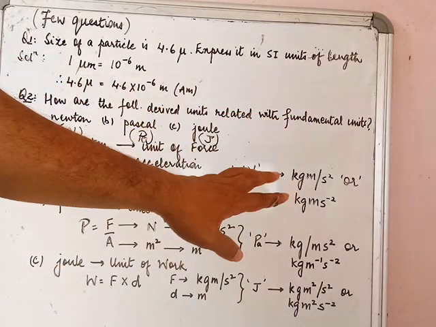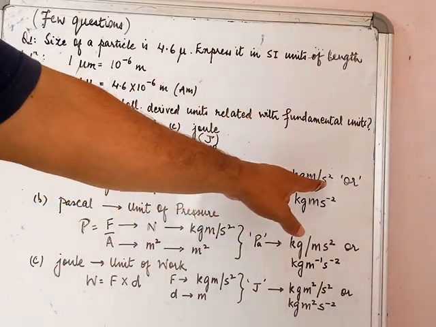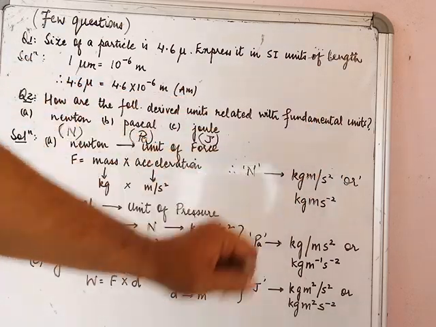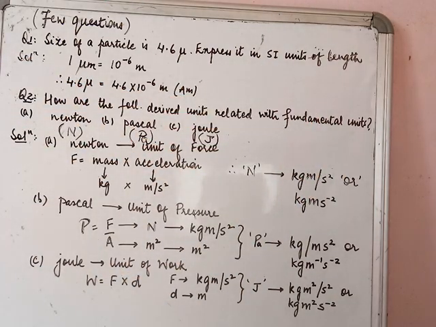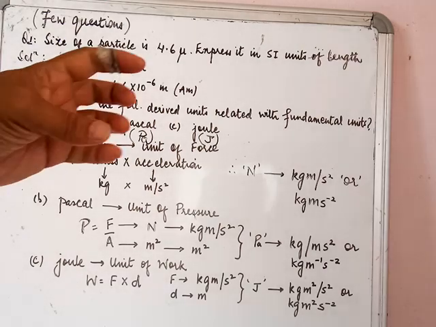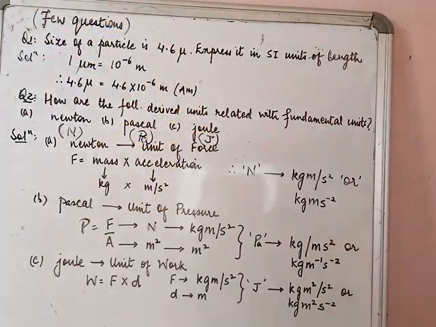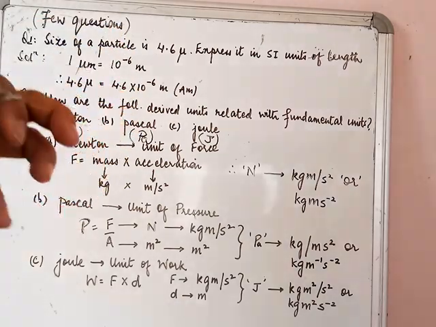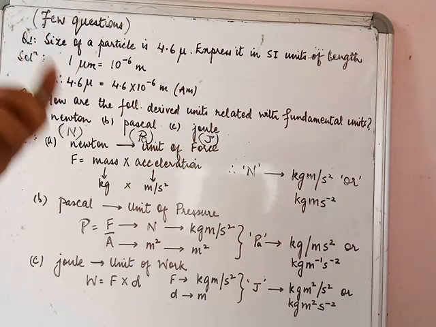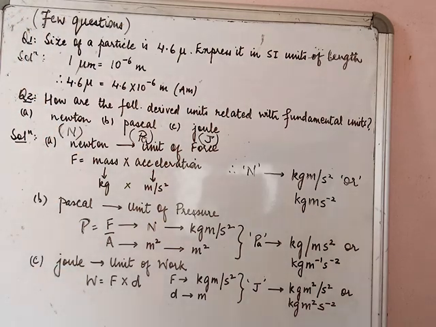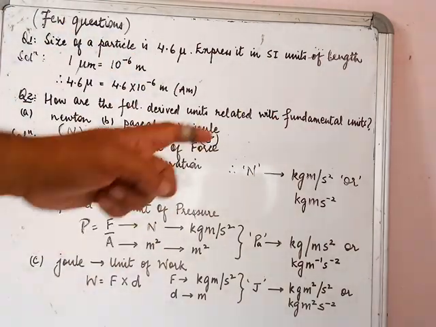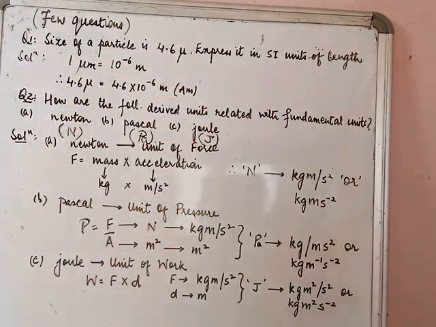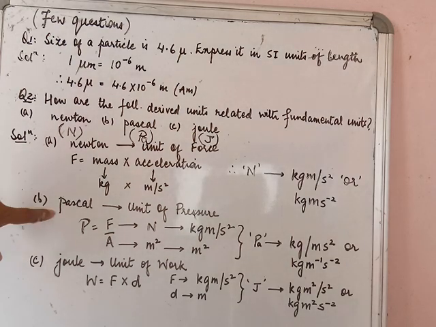This can also be written, if you want to take this second square up in the numerator, as kg meter second to the power minus 2. The reason why we have a minus over here is because we are taking something from the denominator to the numerator. As an indices rule in mathematics, the sign of the power changes. If it was plus 2 in the denominator, it will become minus 2 in the numerator.